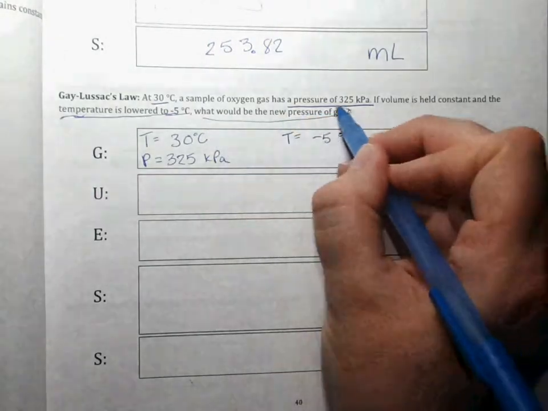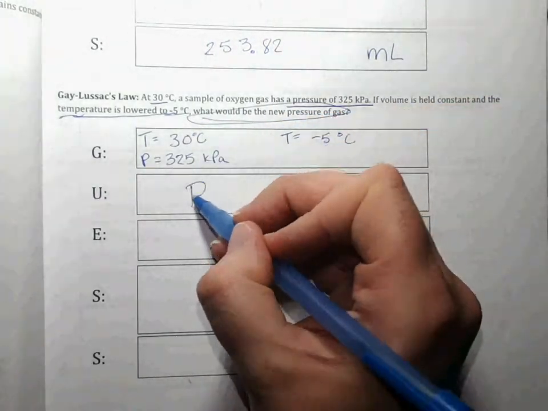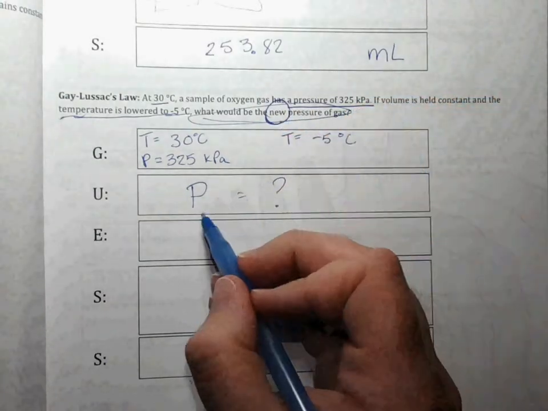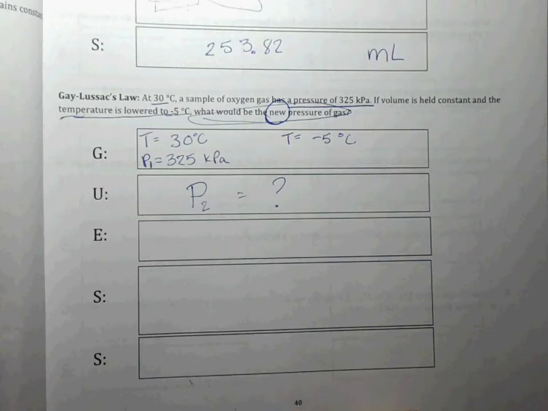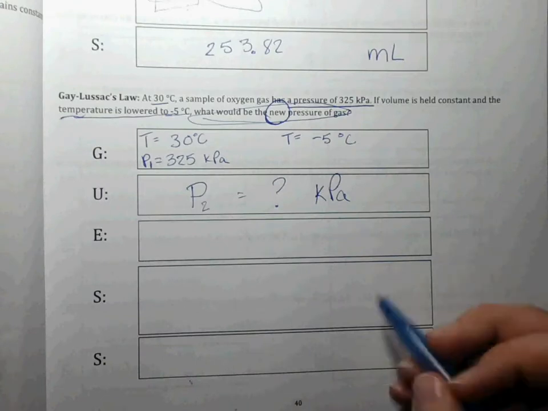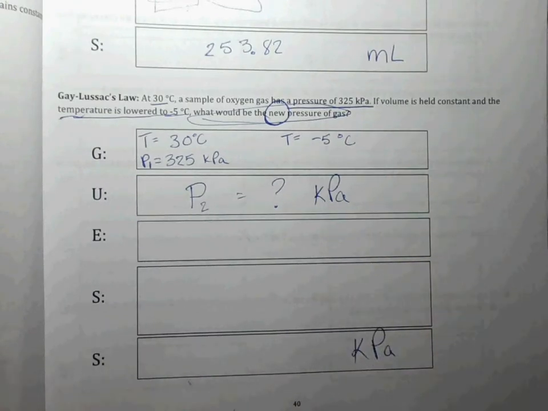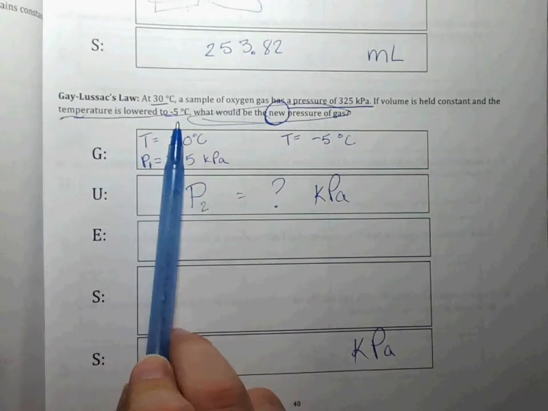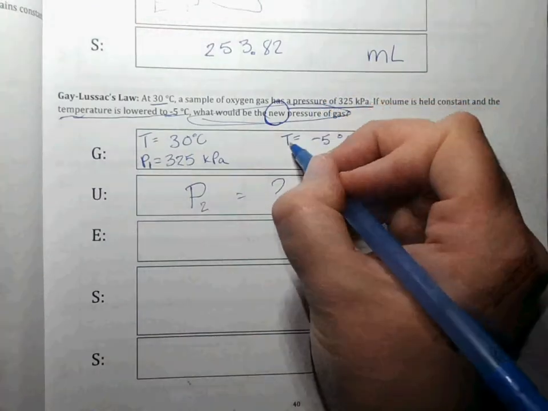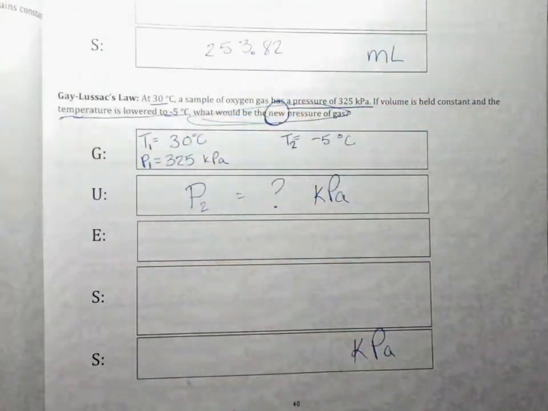They ask what would be the new pressure of the gas, so they're asking for pressure, and they specifically want the new pressure, so they want P2. Which means that this other pressure is P1. And if P1 is kPa, P2 should also be kPa. And if my unknown is kPa, that means my answer should also be kPa. I also should notice that -5 degrees is when the temperature was lowered, so that happened second, so that's T2, and the other temperature is T1.